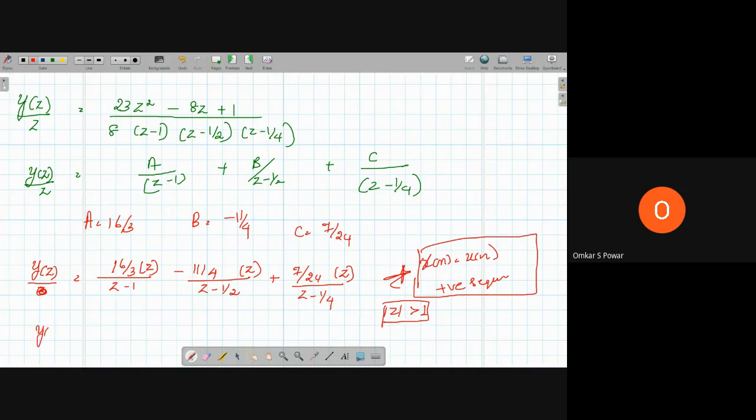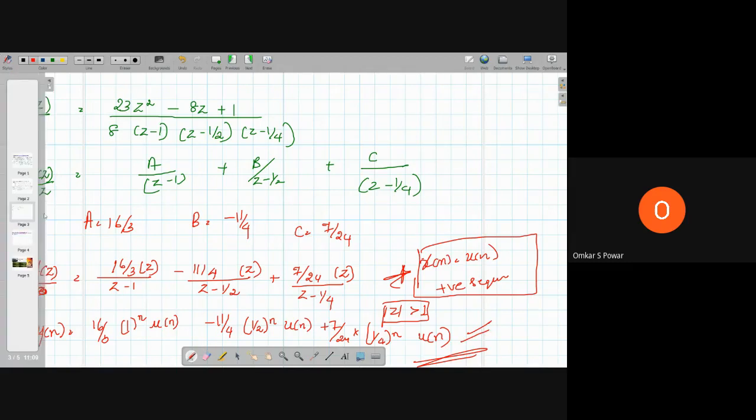So what will be your y of n? y of n is equal to 16 by 3 into 1 power of n u of n, minus 11 by 4 into half power of n u of n, and plus 7 by 24 into 1 by 4 whole to the power of n into u of n. So this is your answer for your differential equation. So let us see once again and we will understand this problem. So what is the approach to this problem?